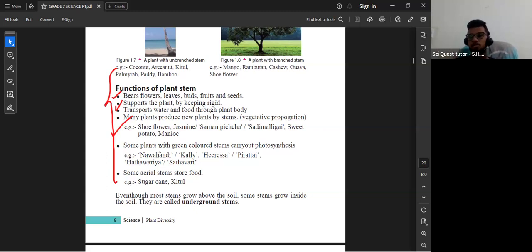Now we have done the functions part. Do you all have any doubts from the functions part? Anyone, you can send messages through the chat, or you can unmute your microphones.